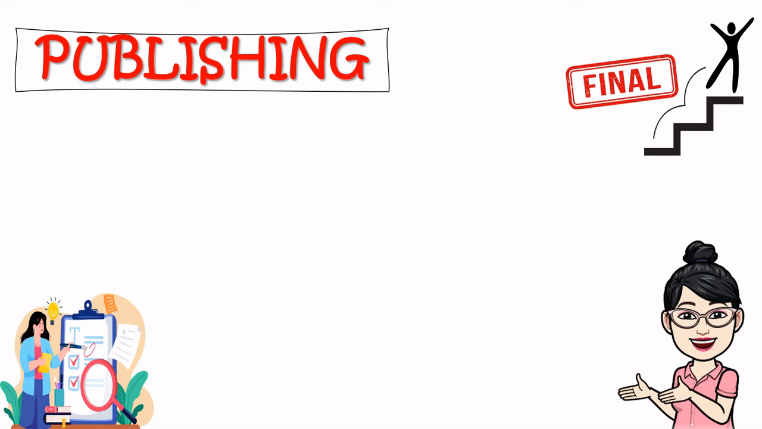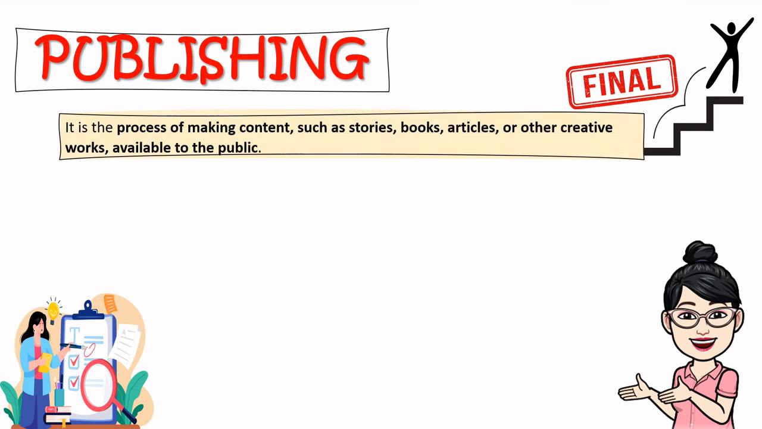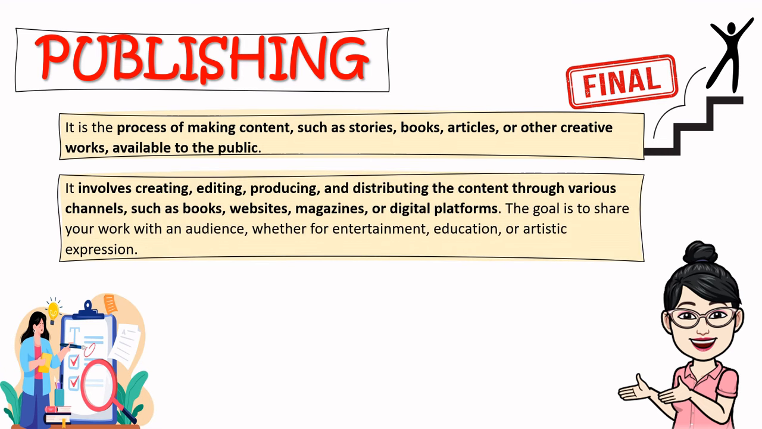In our previous video lesson, we explained that publishing is the fifth stage or the final key stage in the writing process. Now, what is publishing? Publishing is the process of making content such as stories, books, articles, or other creative works available to the public. It involves creating, editing, producing, and distributing the content through various channels such as books, websites, magazines, or digital platforms. The goal is to share your work with an audience, whether for entertainment, education, or artistic expression.